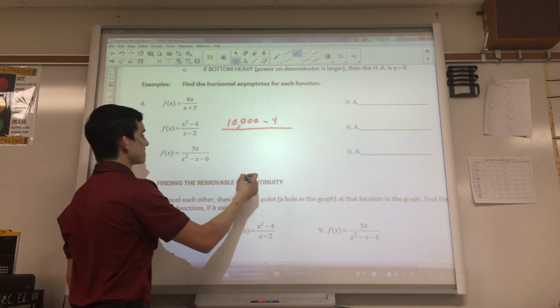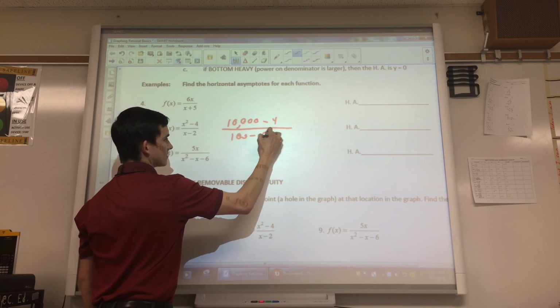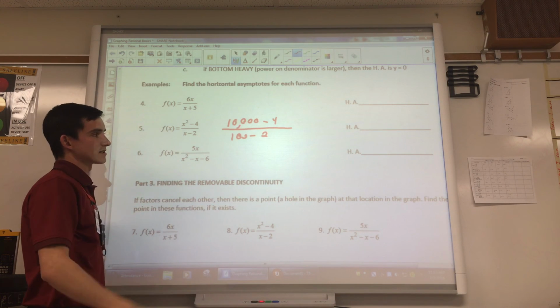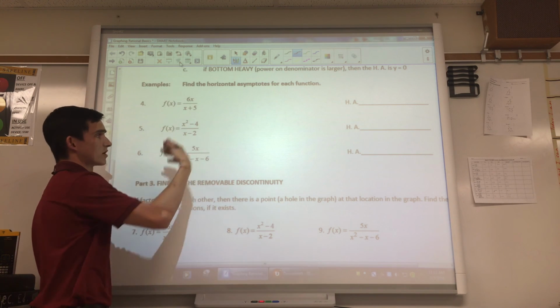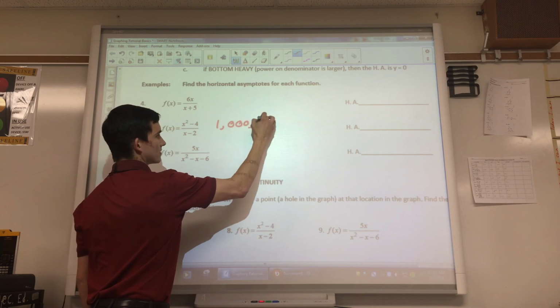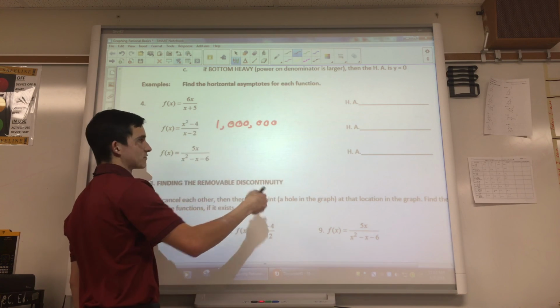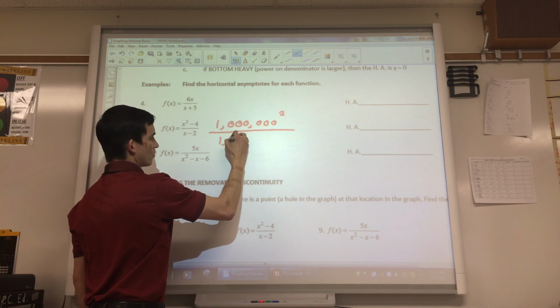Divided by 100 minus 2. It's pretty much 100. 10,000 divided by 100, so it's 100, right? What if we get bigger? What if we talk about a million? Do you realize the difference between a million? I'm not even going to put the minus 4. It ceases to matter. A million squared over 1 million.